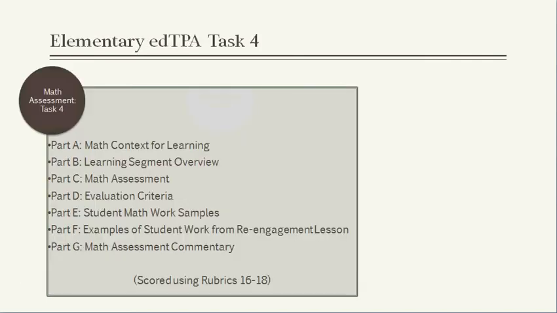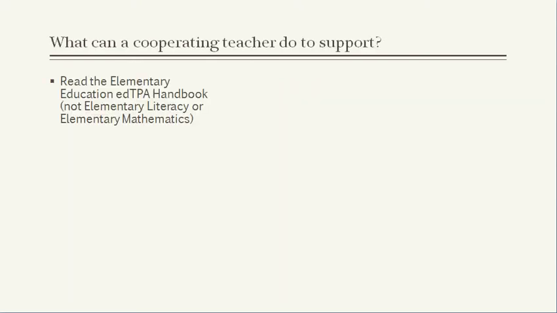For the elementary edTPA, a 4th task requires the student teachers to submit 7 components, many of which are similar to components just described in the first 3 tasks, but now for a math lesson and assessment. So, as you can imagine, completing an edTPA can be an overwhelming task. So, what can you do as the cooperating teacher to help?